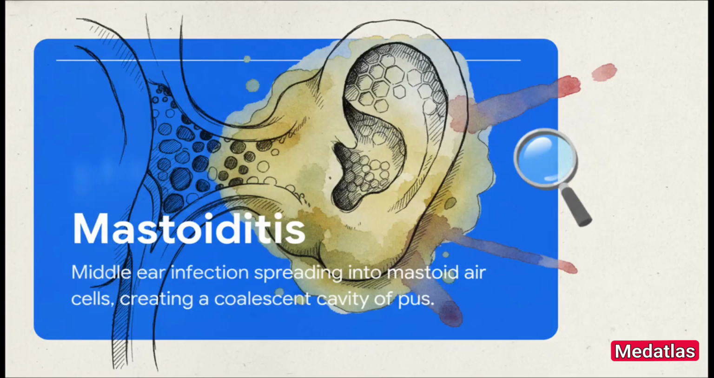In the middle ear, an infection can actually spread backward into the honeycomb-like bone right behind your ear, known as the mastoid process. When bacteria invade these mastoid air cells, they destroy the delicate bony walls, melting them down to create one massive coalescent cavity of pus. This is mastoiditis. And get this, the sheer volume of swelling in that mastoid cavity actually pushes the entire outer ear outward and forward. It creates a dangerous, highly visible abscess right behind the ear that requires immediate, aggressive treatment.